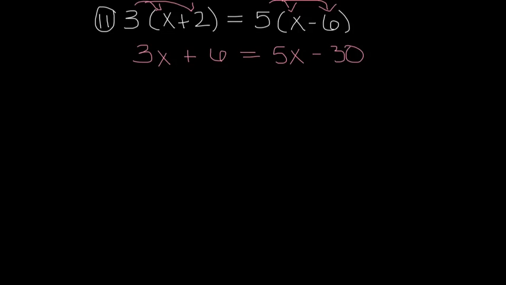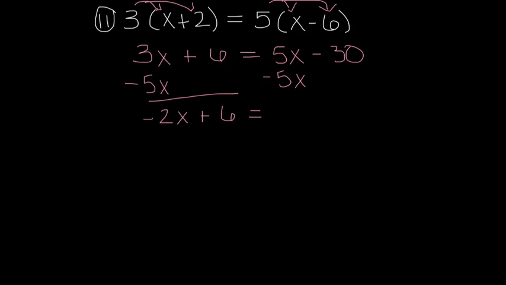We want to collect all the variable terms on one side. It's usually most comfortable to collect the variables on the left, and then move all the other terms to the right. So if I take this positive 5x, to clear that, I can subtract 5x from both sides. 3x minus 5x gives me negative 2x. I still have the positive 6.